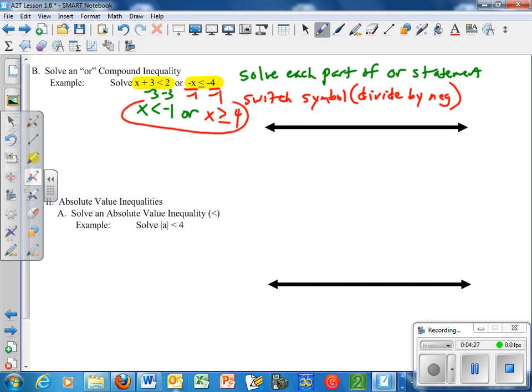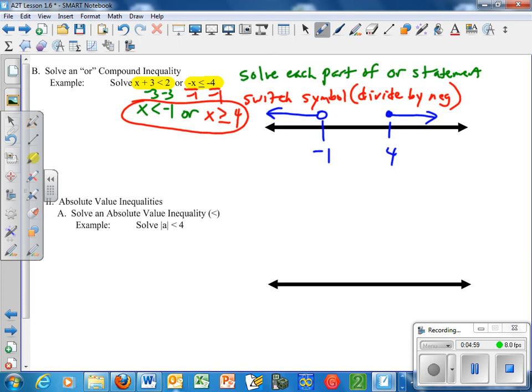So there's my solution. Okay, now how do I graph it? Well, this is a union, so it's going to be x is less than negative 1. So how do I think about graphing that part? Here's negative 1. Less than means open circle, and the numbers to the left would be less than negative 1. Greater than or equal to 4, 4 is going to be to the right of negative 1, and greater than or equal to is going to be the numbers to the right of 4. So there's what that graph looks like.